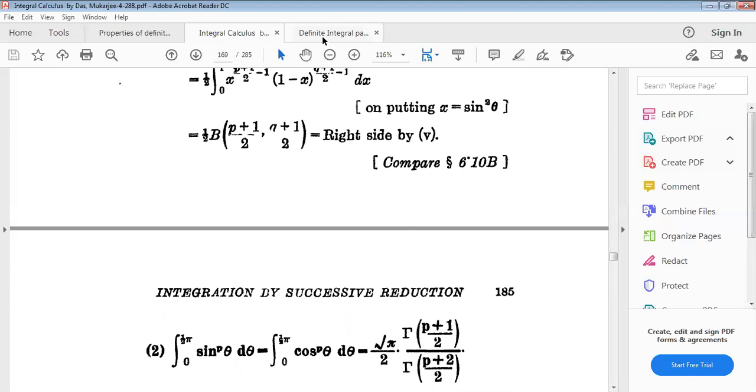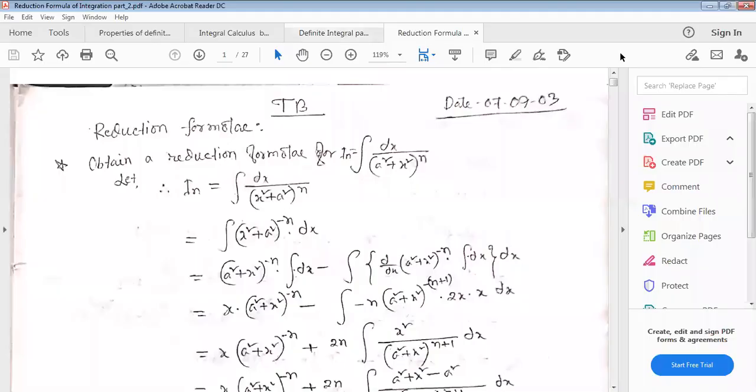Okay, now we'll try to obtain a reduction formula for In, the nth integration. In equals the integral of dx divided by x square plus s square, whole to the power n. We have to find the reduction formula for this integration. Now let us consider In equals this integration, the given integration. We can write x square plus s square whole to the power minus n dx.